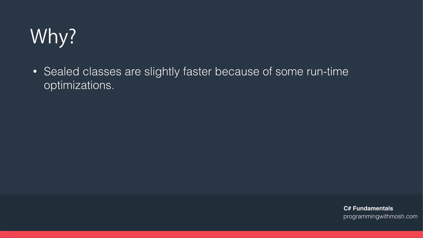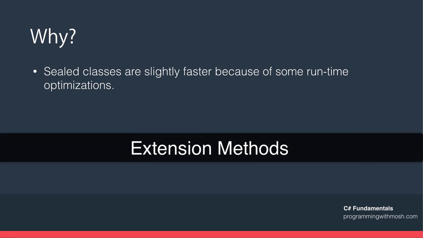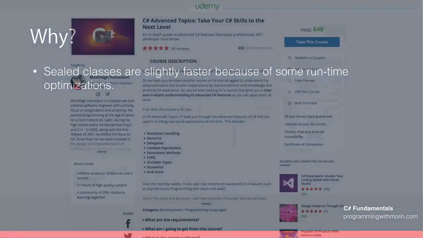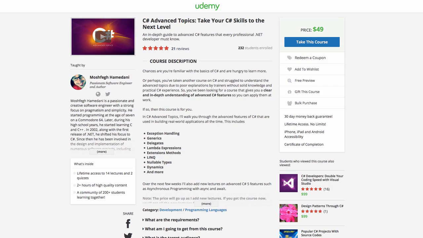But another reason I added sealed in this course is because there are classes in the .NET framework that are defined as sealed, which means you cannot inherit from them. An example of that is the string class. You cannot inherit from the string class. So if you want to extend it, you need to use extension methods. Extension methods is an advanced topic, and I have covered it in my C# advanced course that you can find on Udemy.